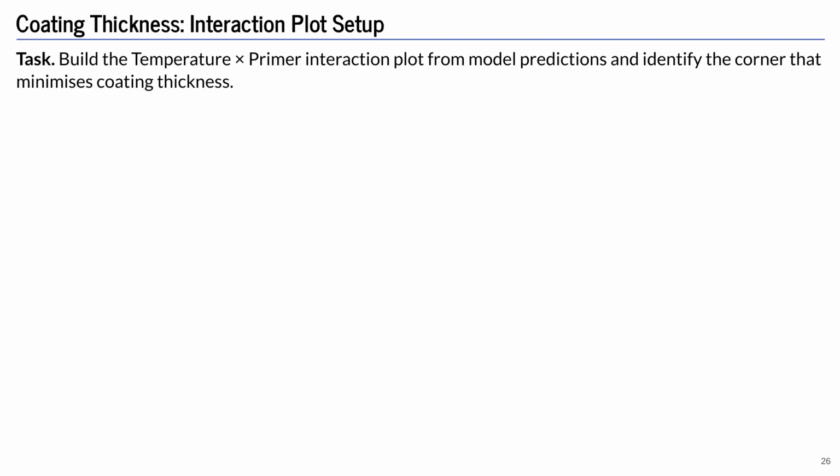The lines actually cross. At 150 degrees Celsius, primer B gives lower thickness than primer A, but at 200 degrees, primer B gives higher thickness than primer A. This is a true crossover interaction, and it is exactly the situation where a main effect plot for temperature would be completely misleading. Averaged over both primers, temperature would appear to have almost no effect. The gains at one primer level cancel the losses at the other.